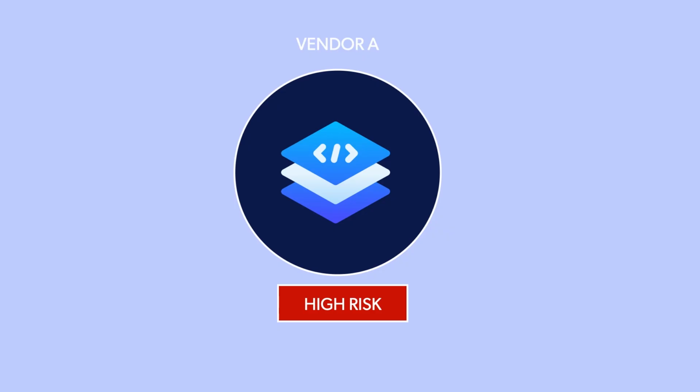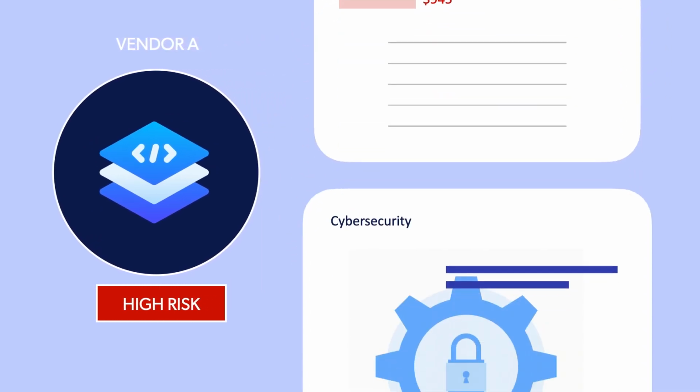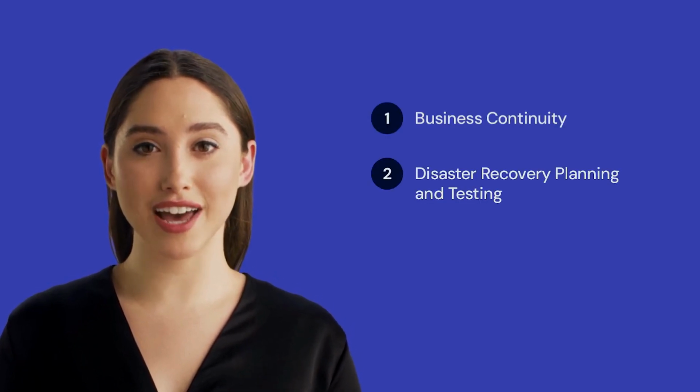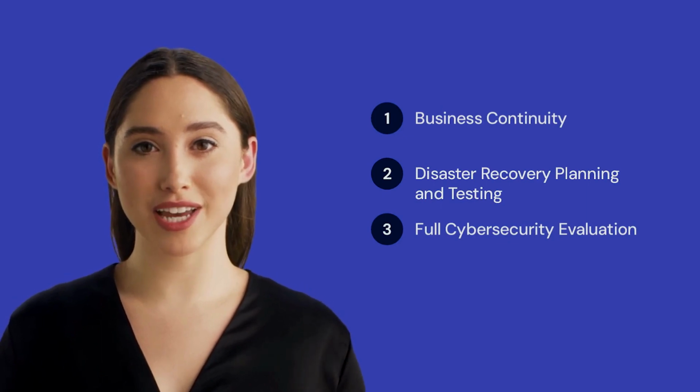Now it kicks up a notch with high-risk vendors. You should be doing a pretty robust review, looking at the same things you looked at with your low and moderate risk vendors. But now you'll also need to look at items like business continuity and disaster recovery planning and testing, do a full cybersecurity evaluation, and more.